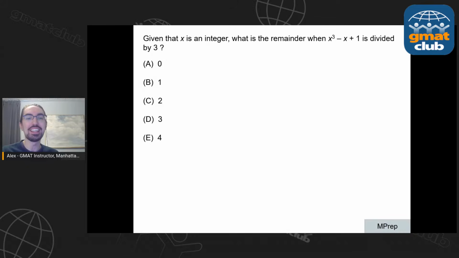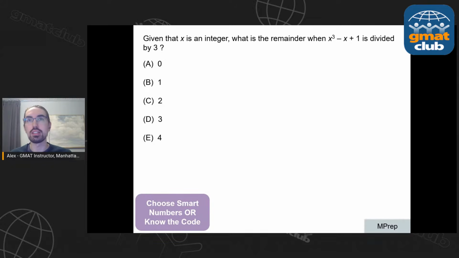Because this question is saying, given any integer x, what is the remainder? This is not a data sufficiency question where we can have a lot of different answers, right? It's problem solving. It's multiple choice. One of these answers is going to be the remainder no matter what we put in there for x. So you can know the code here and see the consecutive integers, but really this is a choosing smart numbers problem. A problem where if you can pick a good number to put in there, the question's going to get a lot easier. And the good news here is that any number will work. Any integer we put in there for x works.